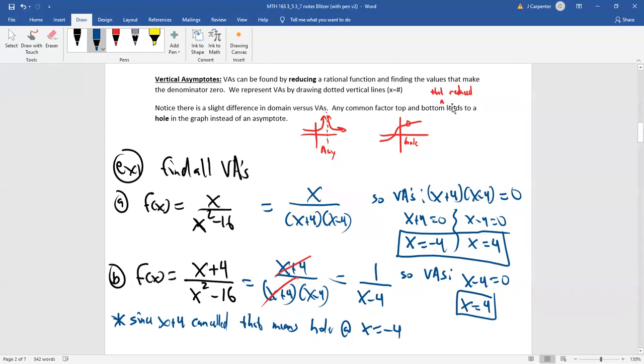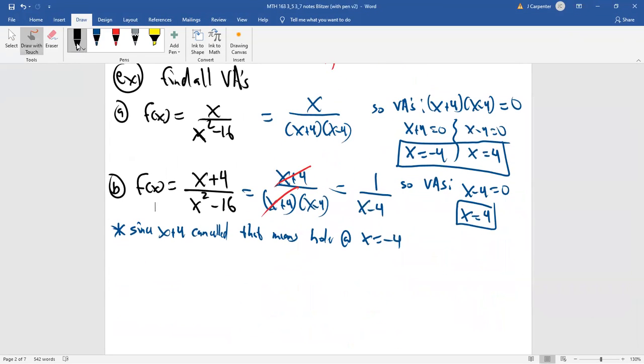All right, C. This is going to look really familiar. Don't change color yet. F of x equals, let's go with x plus 4 over x squared plus 16.